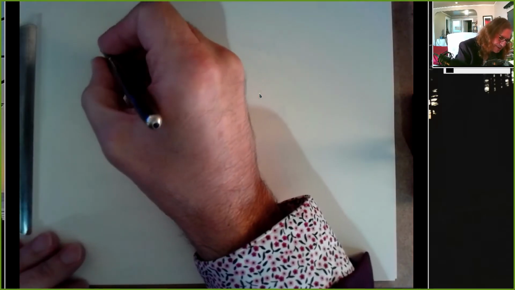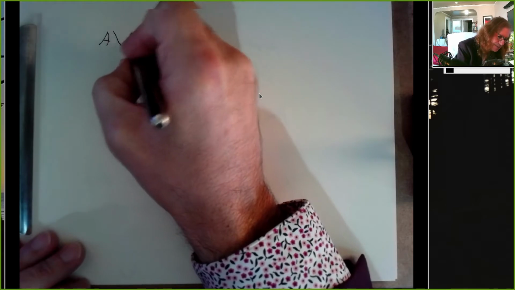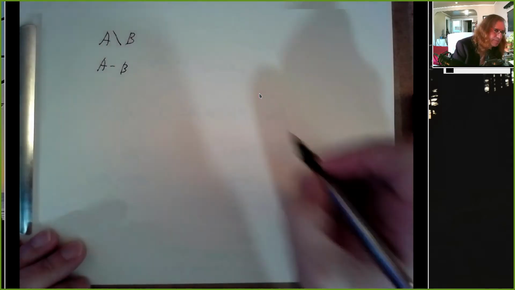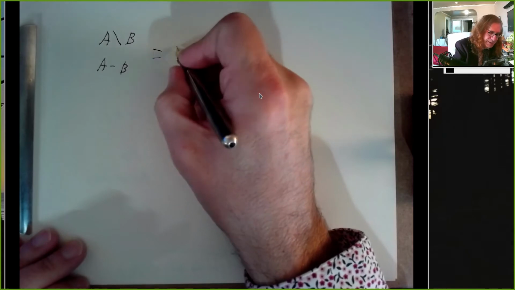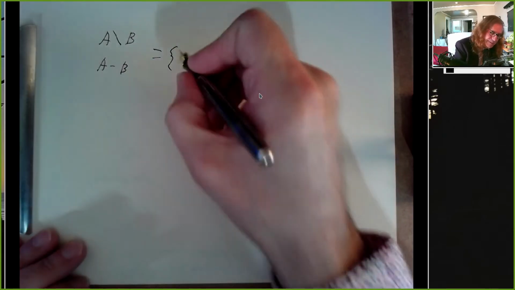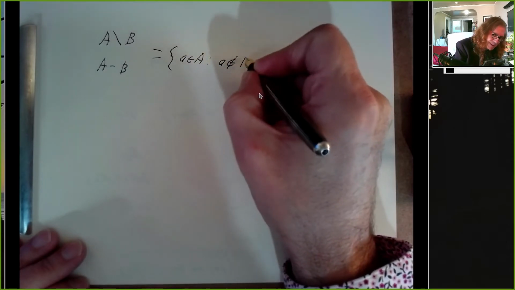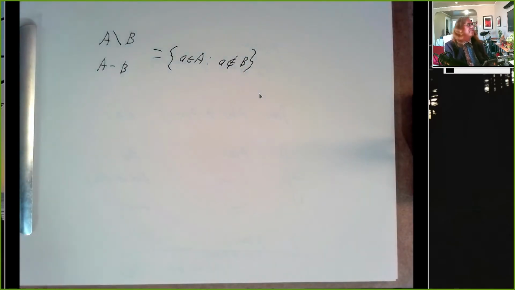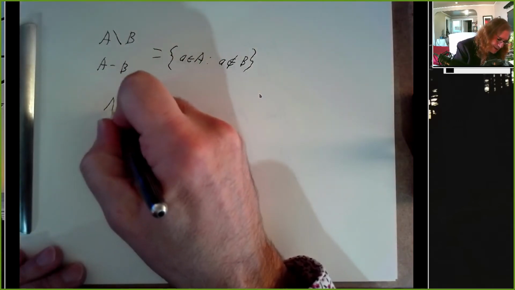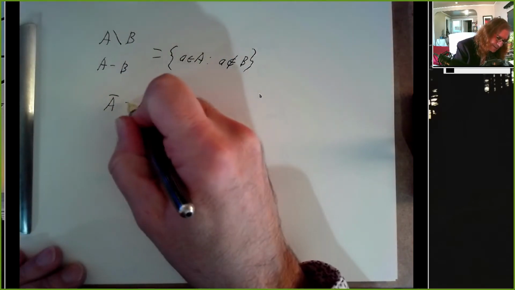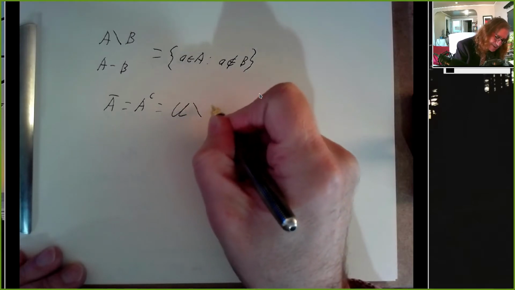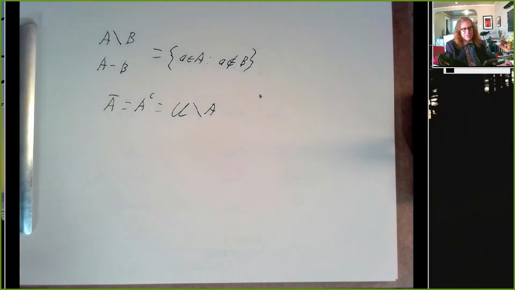So if A and B are sets, we either write A take away B or A minus B, right? This is the set of all things that are contained in A but not contained in B. So we start with A, but we throw away all the stuff that's in B. And when we write A bar or A complement, that's the universal set with A subtracted from it. So it's everything that's in the universe but not in A.